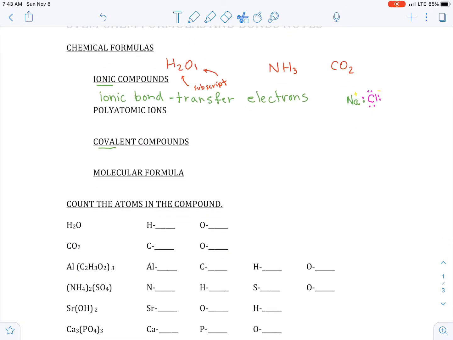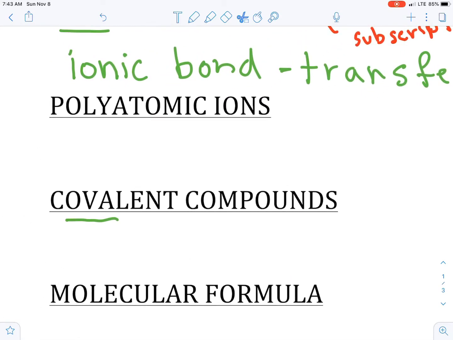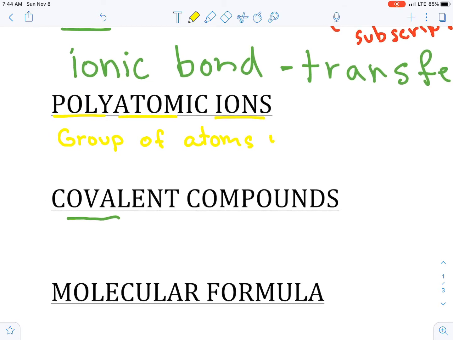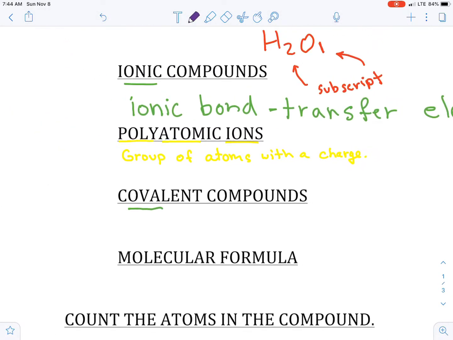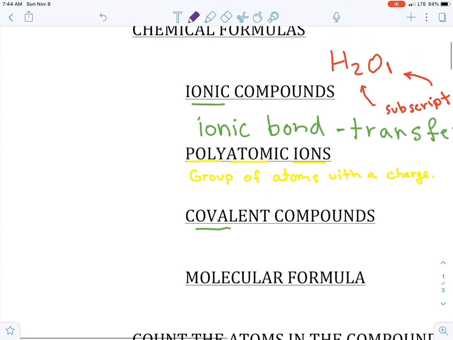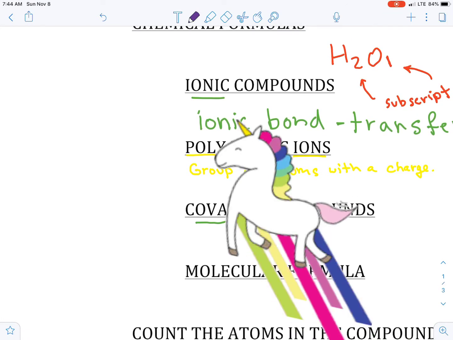With those kinds of ions, sometimes we have a group of atoms. Poly means many, or group. Look: poly, group, atom, ion, with a charge. So we get a group of atoms that are bonded together, but they also have a charge at the same time. Now, I'm going to draw something over here. This is a common polyatomic ion, is what we're going to call it.